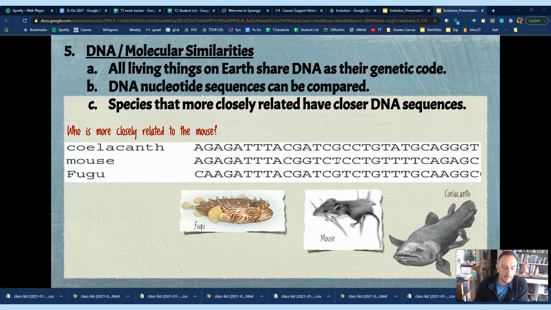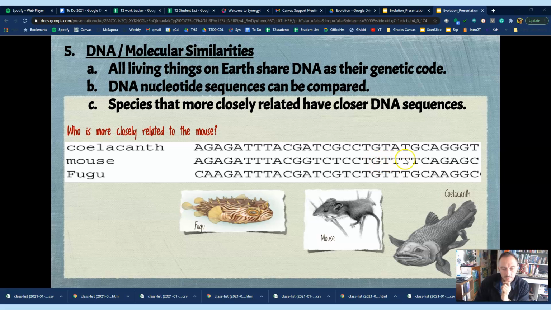Okay, so looking at a mouse and a coelacanth and a fugu. Coelacanth and fugu are two different types of fish. And when you run down here, where is the difference? Pretty much all the same. Oh, there's a difference here. So one difference, similar here. Let's keep going down the line. Where's another difference? Oh, difference here. These two are similar here. So the two fish are similar here. The mouse is different. Different here. Oh, these two are closer.